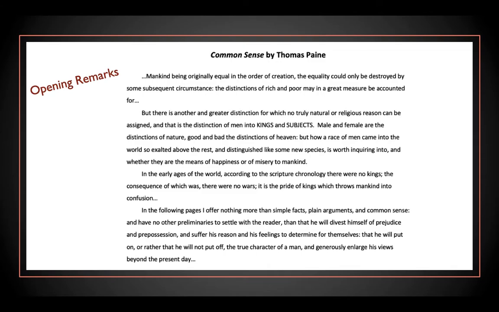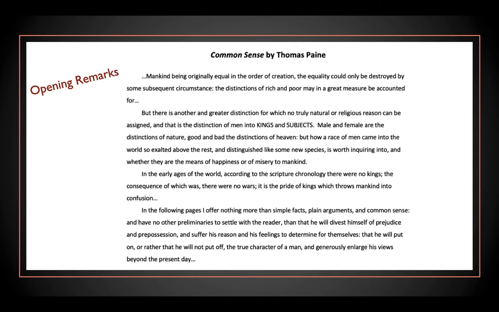So he says, "Mankind being originally equal in the order of creation, the equality could only be destroyed by some subsequent circumstance. The distinctions of rich and poor may, in a great measure, be accounted for. But there is another and greater distinction for which no truly natural or religious reason can be assigned, and that is the distinction of men into kings and subjects."